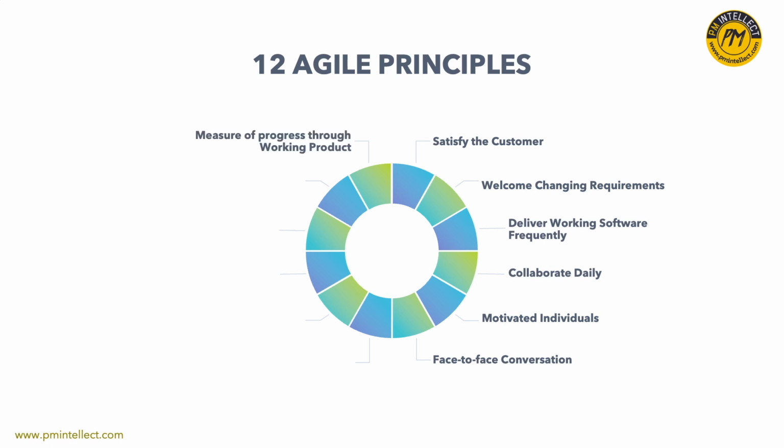Working software is the primary measure of progress. Nothing else can define if the software is working and the features are getting added, and we can see that the product is having more and more features with every release. That is a measure of progress.